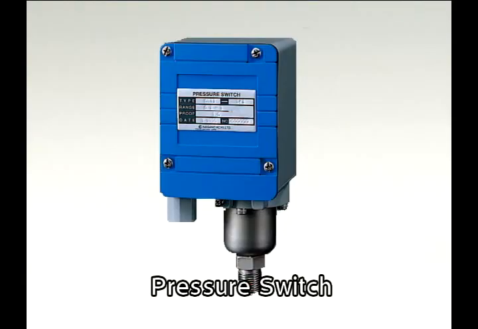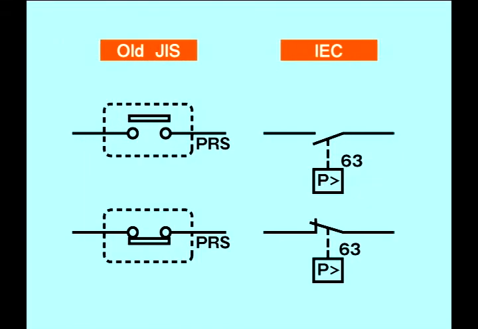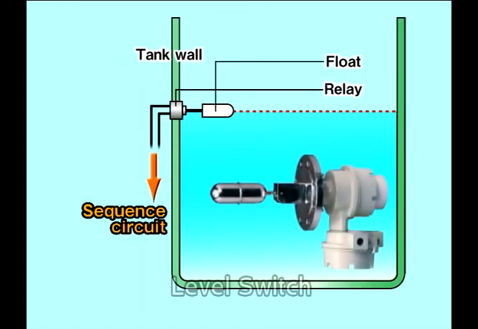A pressure switch is composed of components that detect pressure and an auxiliary relay. The relay operates when pressure rises above or falls below a set value. It is used for controlling air compressors and air conditioning compressors. With the level switch, the auxiliary relay operates when the water level in the tank rises above or falls below a certain level. There are various methods for detecting water level.